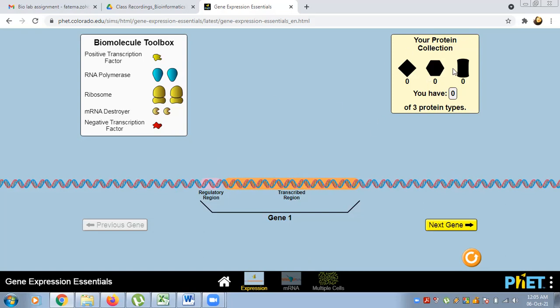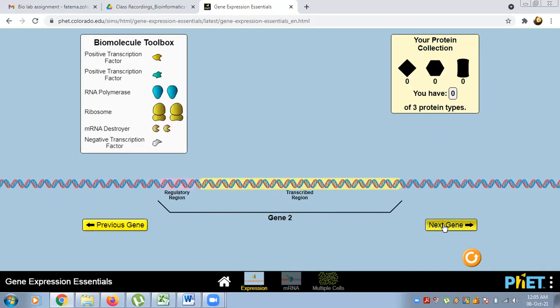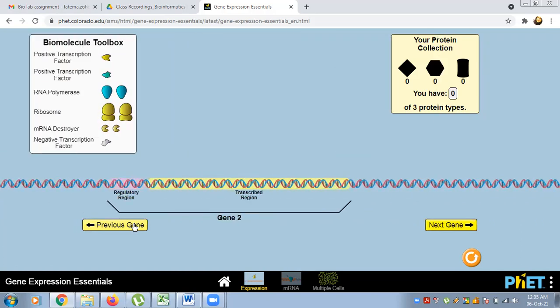This is not the toolbox, this is actually the protein box, where we can see there are 3 types of protein of 3 different shapes. These are 3 protein types. We have 3 different genes actually. That's why we have 3 protein sections. So I'm getting back to the first gene.